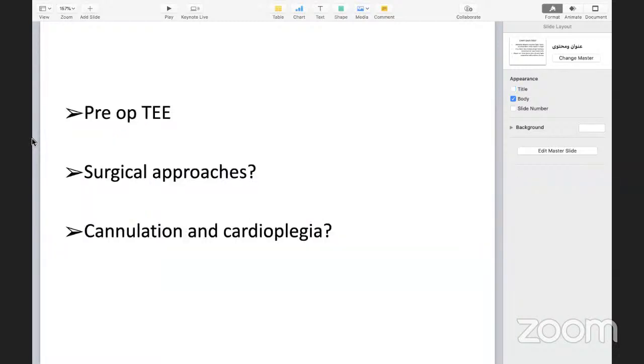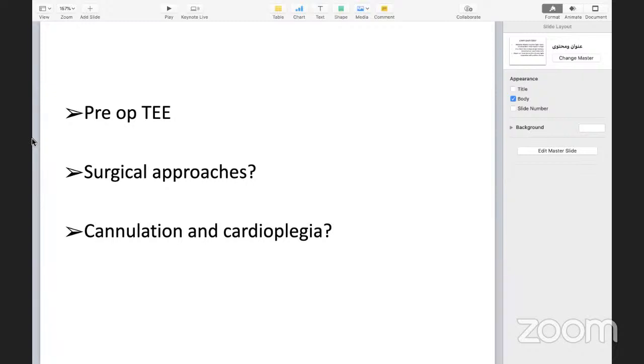Okay, so starting with the surgery, you do that pre-op TE before, as we mentioned earlier. You assess the mitral valve, you assess the hypertrophy, you assess the function and everything. And then you start the surgery, but for the approach, we have different approaches.